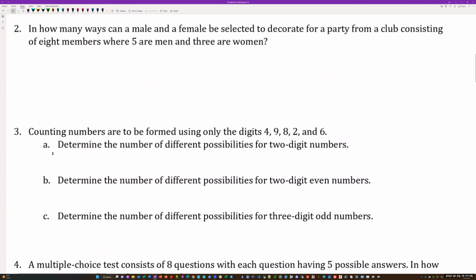In how many ways can a male and a female be selected to decorate for a party from a club consisting of 8 members when 5 are men and 3 are women? This one's easy. This one has borderline nothing to do with anything we've talked about except for the most basic things. This one tells me how good you are in addition, multiplication, and all that stuff.